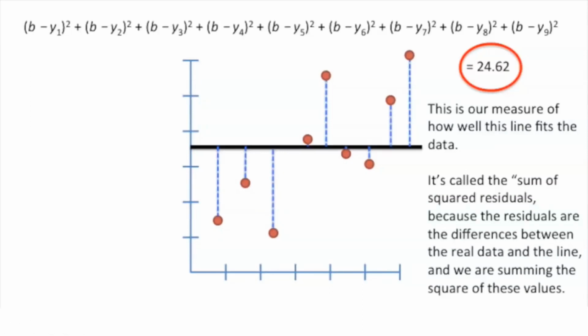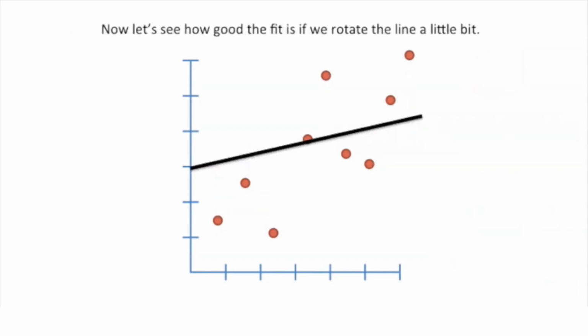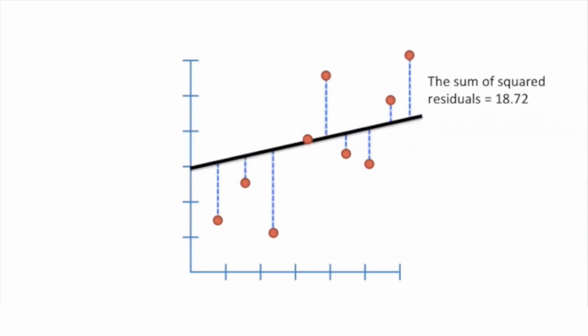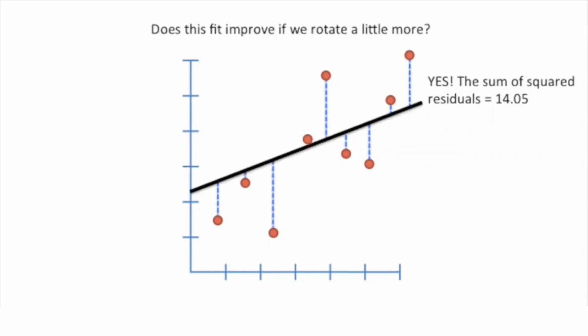And in the last class we discussed, as the error decreases or is as close to 0, the better the model will be, right? So once we rotate this line, we have the sum of squared residuals as 18.72, and this is better than the line before, right? And as we rotate it more, we can see the sum of the squared residuals is decreasing. So now it is 14.05 instead of 18 point something, right?